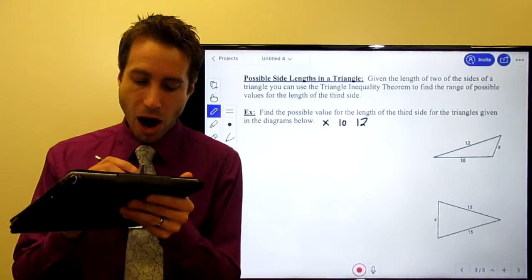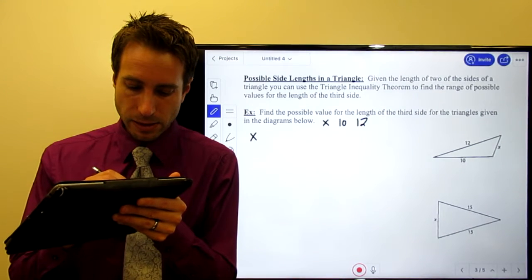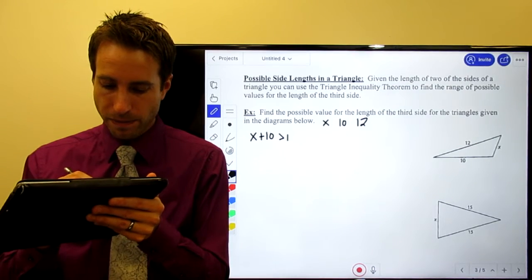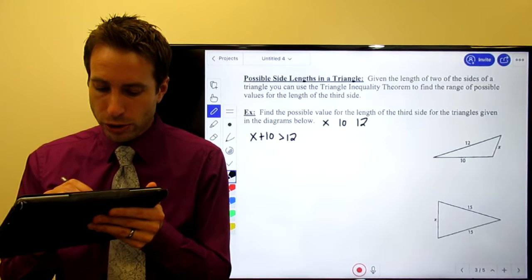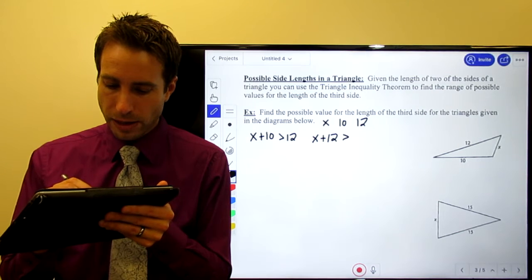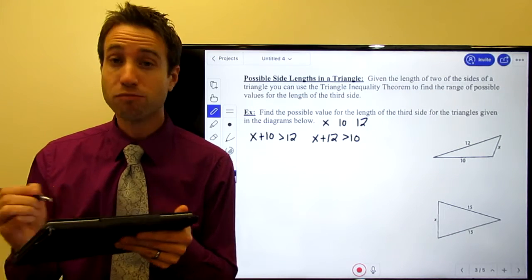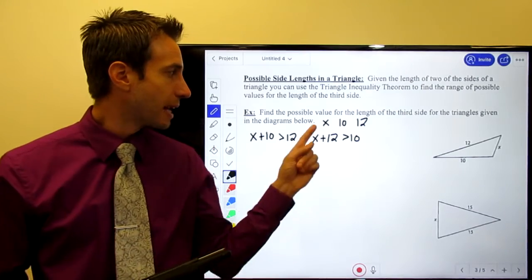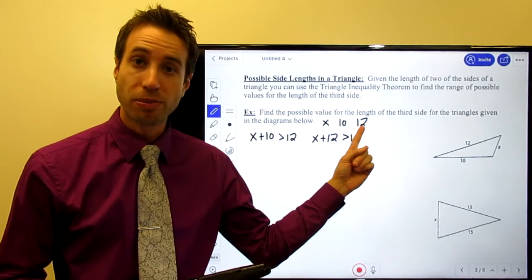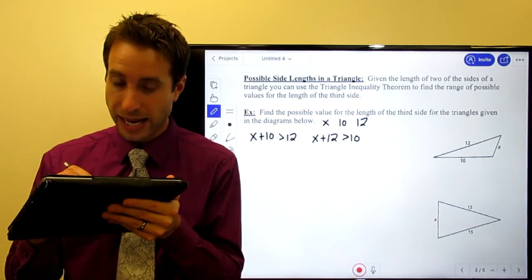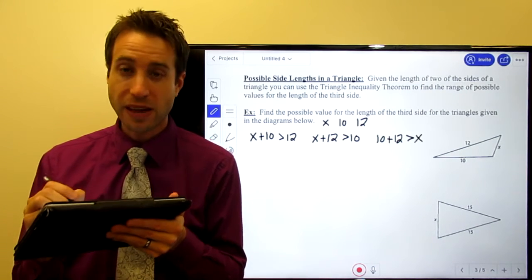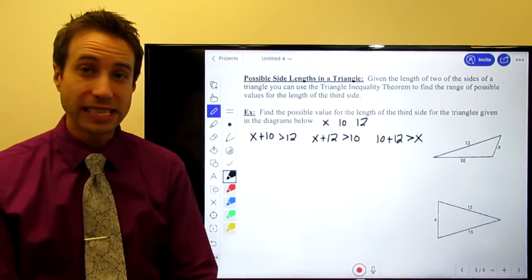Here's the way this is going to work. I could do x plus 10. x plus 10 has to be bigger than 12. I could do x plus 12. x plus 12 has to be bigger than 10. Awesome. What else could I do? Well, I did x plus 10 and x plus 12. The only one left is 12 plus 10, or 10 plus 12, whichever way you want to say it. 10 plus 12 has to be bigger than x. There are my three triangle inequalities.